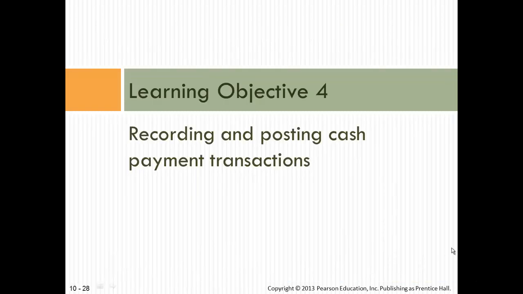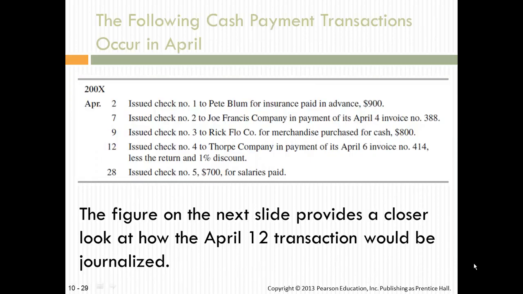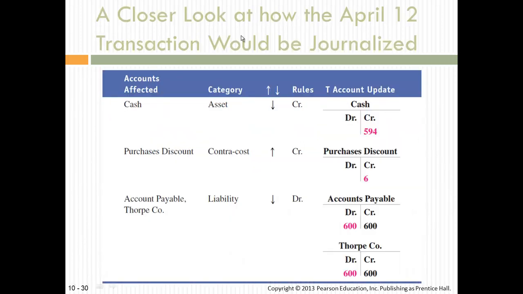Learning objective 4, recording and posting cash payment transactions. Sometimes things are purchased on cash. Not always do they go through some kind of form of credit. And let's look at a transaction. Here's a closer look at how the April 12th transaction will be journalized.